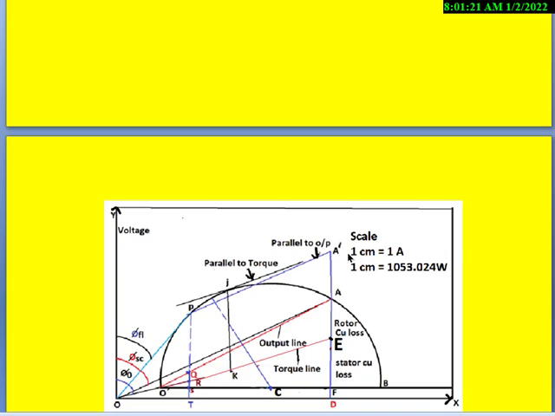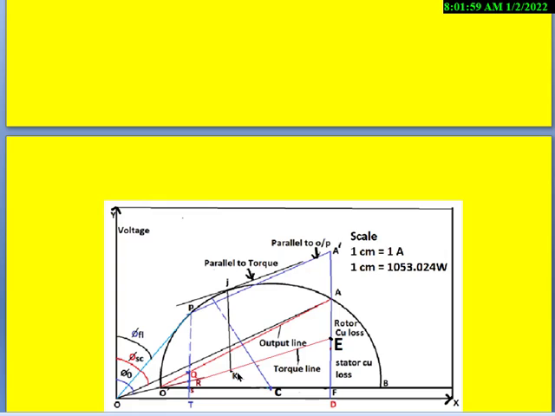Similarly, draw a line parallel to the torque line and tangent to the semicircle, which touches the semicircle at point J. Now from point J, draw a line parallel to the y-axis, that is the voltage axis, up to the torque line. This line cuts the torque line at point K.